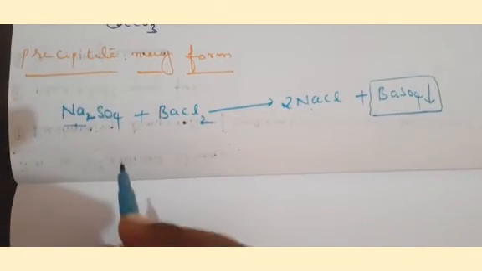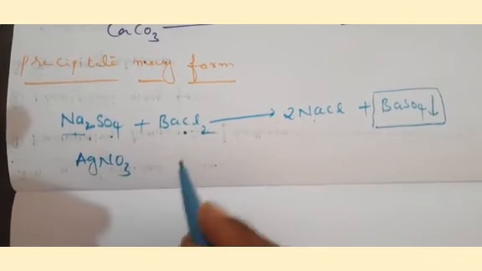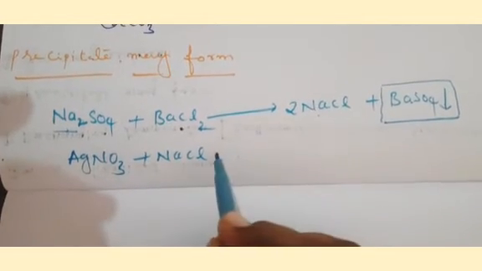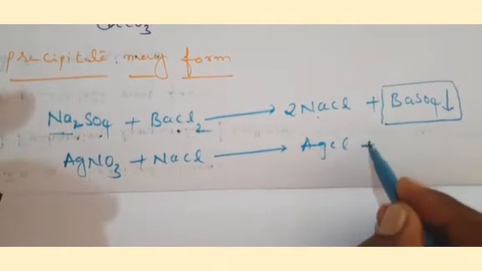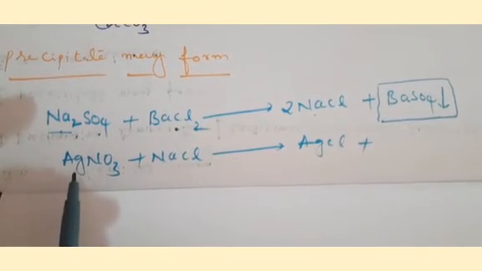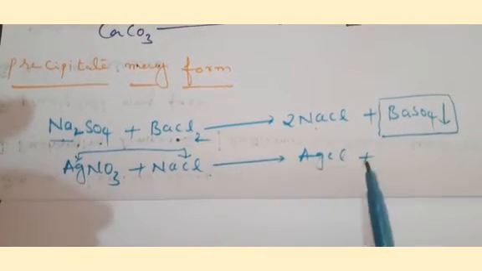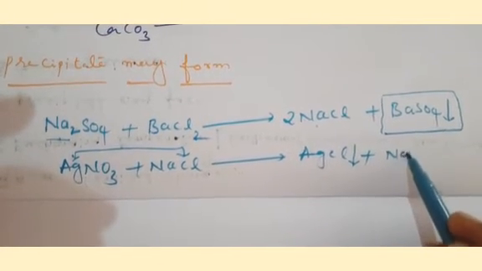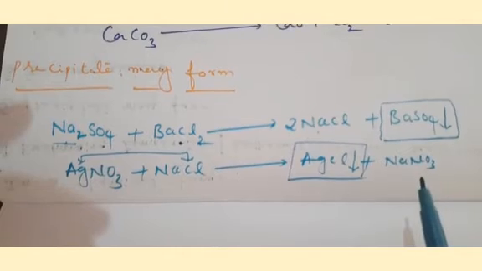Understood? So next example, again take silver nitrate. When silver nitrate is treated with sodium chloride solution, I will get silver chloride as a precipitate and sodium nitrate solution. Understood? Here silver chloride is the precipitate. Understood?